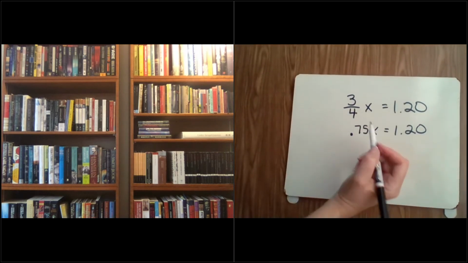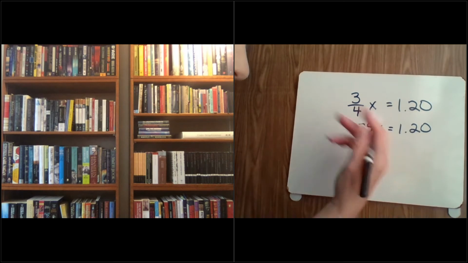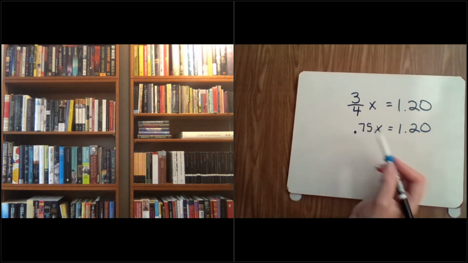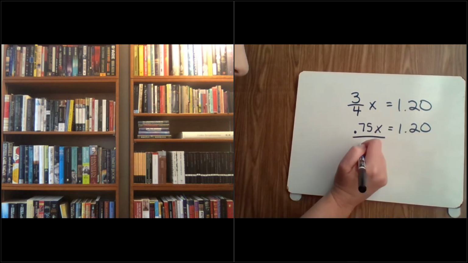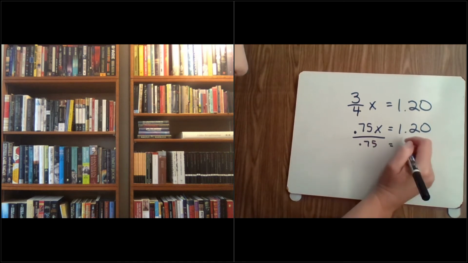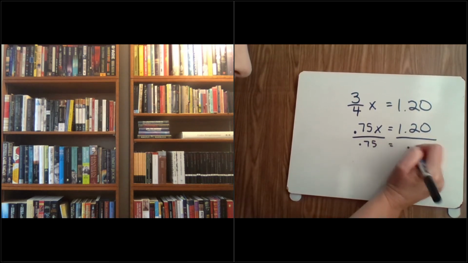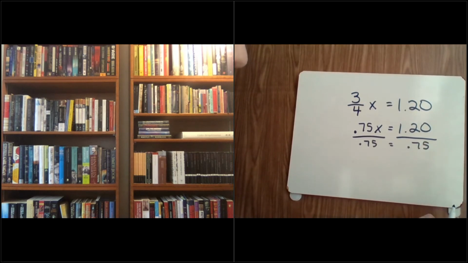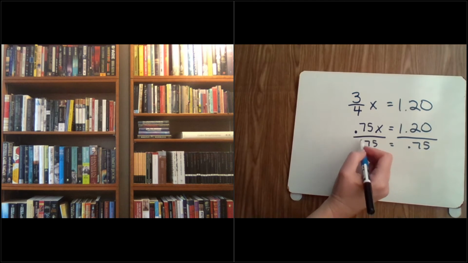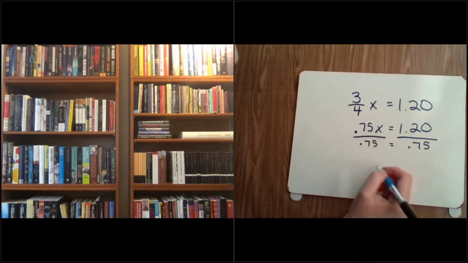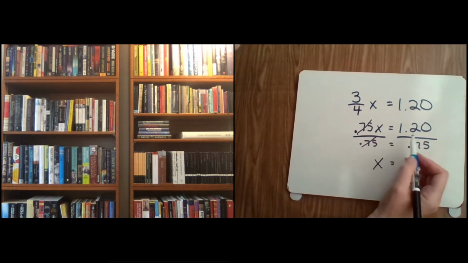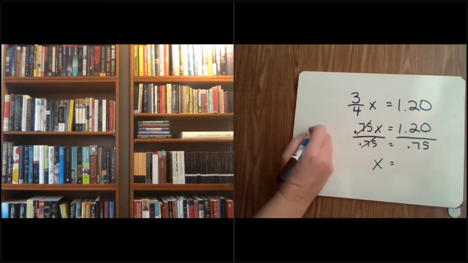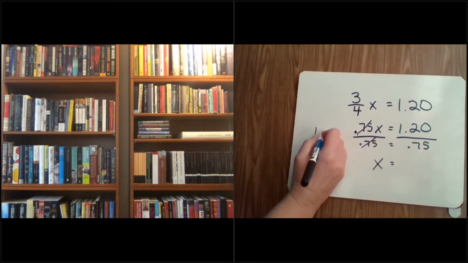Okay, but now that I've got it written all in decimals, I just have to use my same system that I've been working with. Right now, my variable is multiplied by 0.75. I would have to divide by 0.75. Whatever I do on the left, I do the exact same thing on the right side. Okay, so 0.75 divided by 0.75 is just going to be 1. So that's going to cancel out. I'm just going to have my x left on the left side. 1.20 divided by 0.75. I'm going to use my scratch paper over here to solve that one.